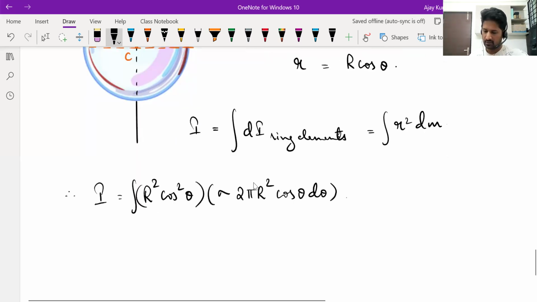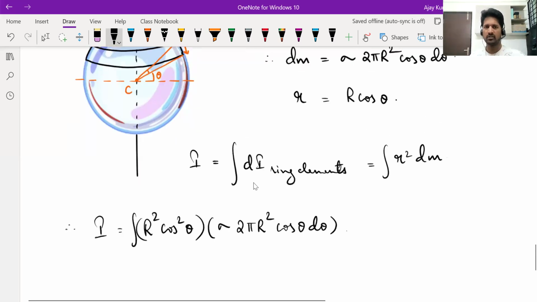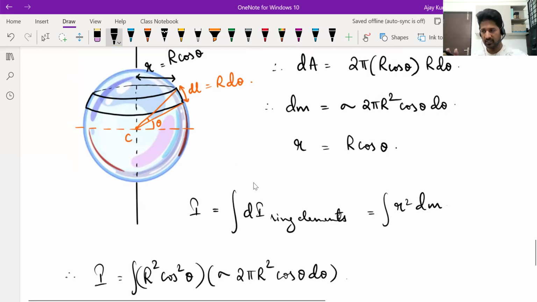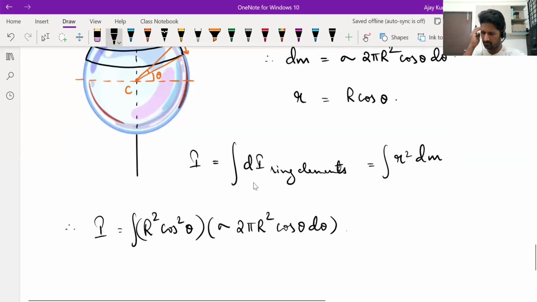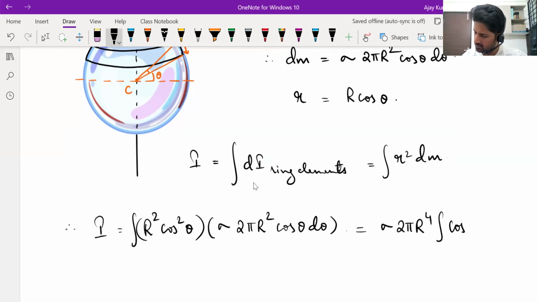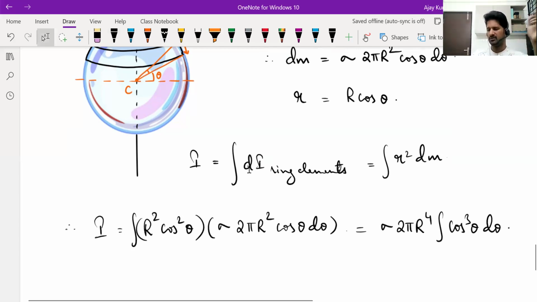Okay. Now, capital R is a constant. Capital R is the total radius of the sphere. From ring element to ring element, what changes is theta now. As you go higher and higher, the theta value increases. So theta is the variable. We'll have to keep the cos theta terms inside and send the remaining terms outside. Sigma 2 pi R power 4 stays outside, and inside the integral, you will have cos cube theta d theta. Okay, we got somewhere, but this integration is slightly complicated now.